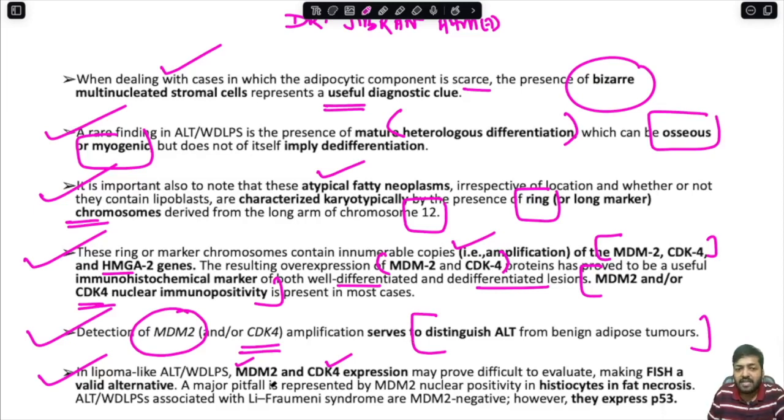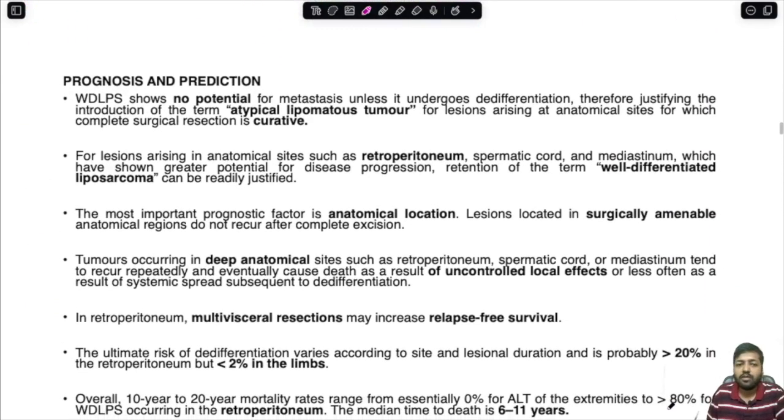alternative. A major pitfall is represented by MDM2 nuclear positivity in the histiocytes in fat necrosis. ALT, WDLPS associated with Li-Fraumeni syndrome are MDM2 negative, however, they express P53. So the prognosis and predictions.